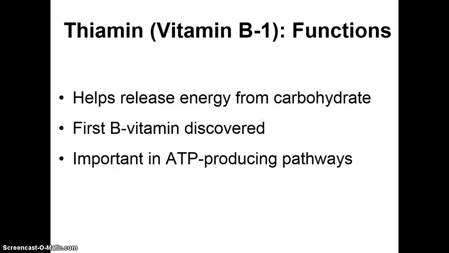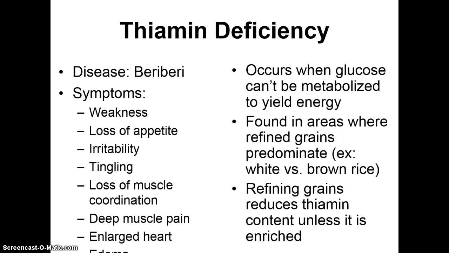So let's talk specifically about each of the individual B vitamins. Thiamine, which is the first B vitamin that was discovered, and its main function is in ATP pathways, especially those involving carbohydrates. What happens if you don't get enough? The disease is actually called beriberi, and the symptoms are quite extensive, but keep in mind that in this country it's very, very rare to have B vitamin deficiencies.